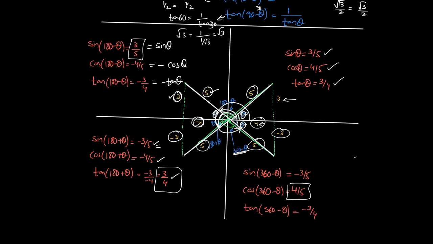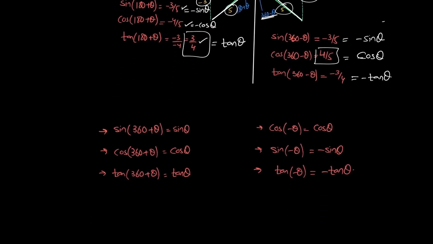For this, I can say sine of 180 plus theta is equal to minus sine theta. Cos of 180 plus theta is minus cos theta, and tan of 180 plus theta is the same as positive tan theta. And sine of 360 minus theta is equal to minus sine theta. Cos of 360 minus theta is equal to positive cos theta, and tan of 360 minus theta is equal to minus tan theta. Having said that, let's look at some other identities as well.